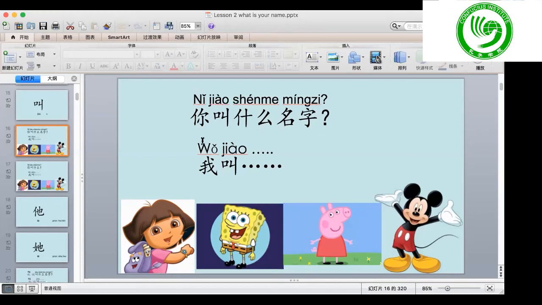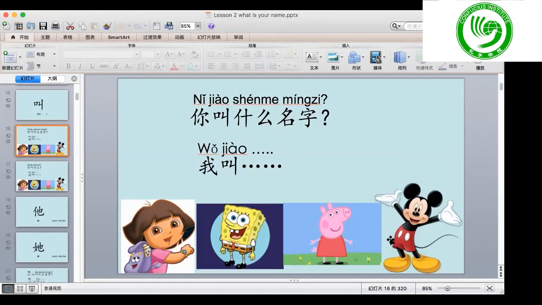跟我读, 听 and follow me. 你叫什么名字? 我叫 SpongeBob. The third picture, follow me. 你叫什么名字? One more time. 你叫什么名字? 我叫 Peppa. The last one, you know him, right? How to say what's your name? Now you go first. Answer that, please. Yes, 我叫 Mickey.